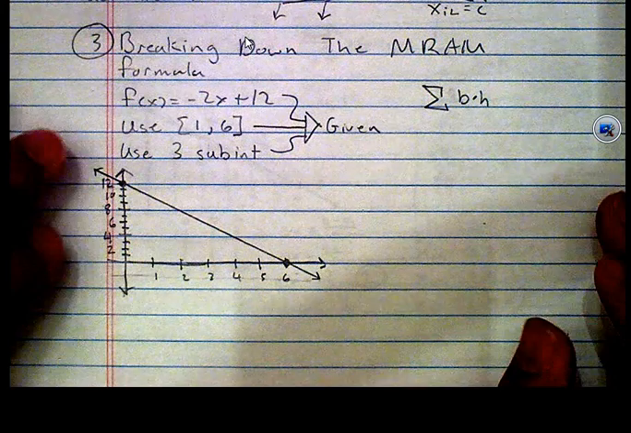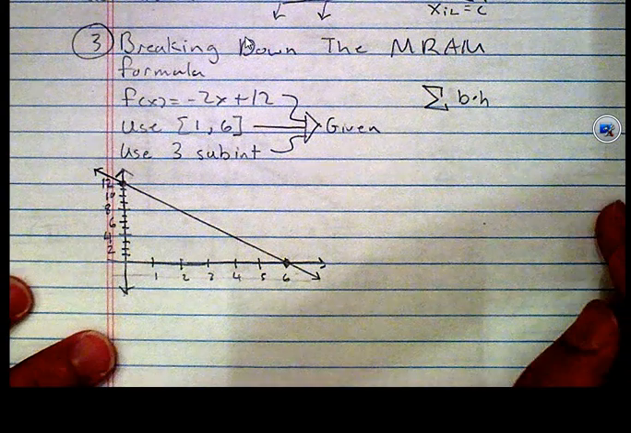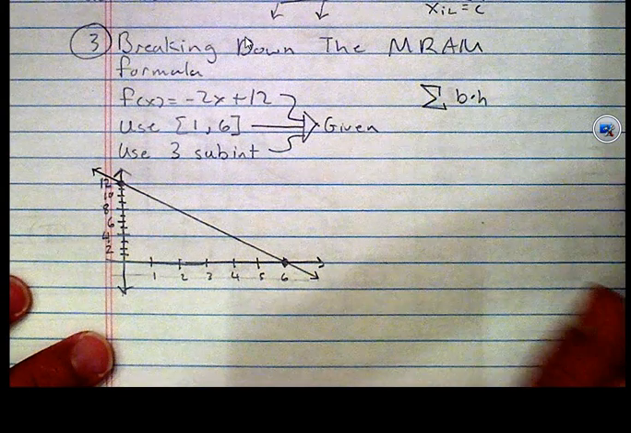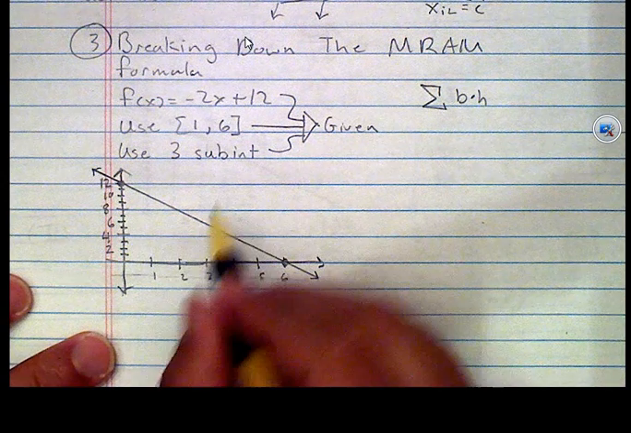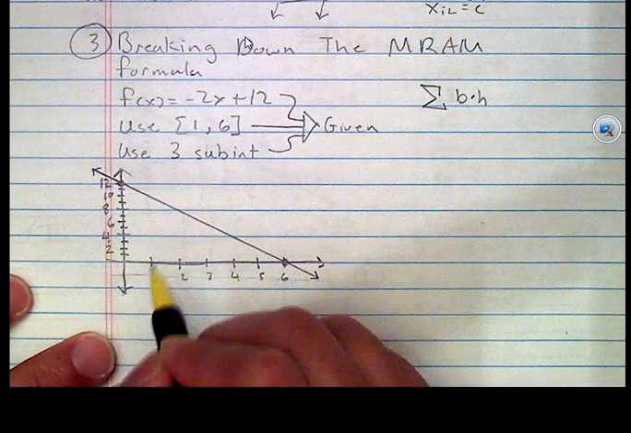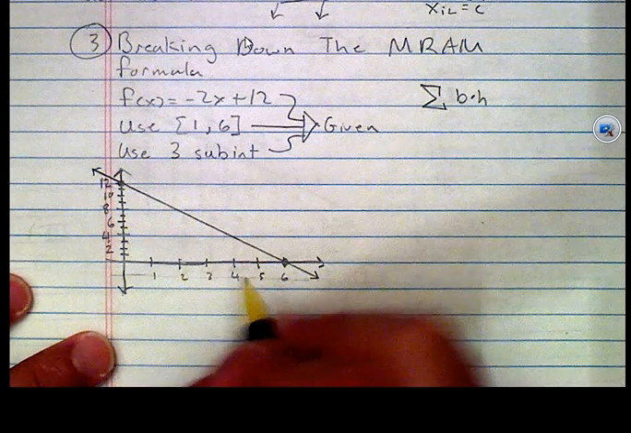Alright, let's break down the midpoint rule formula. We've got the same formula that we did last time, except we're on 1 to 6 now. And we've got 3 subintervals. Well, this is different. Alright? So when we draw, we've got 1 to 6.